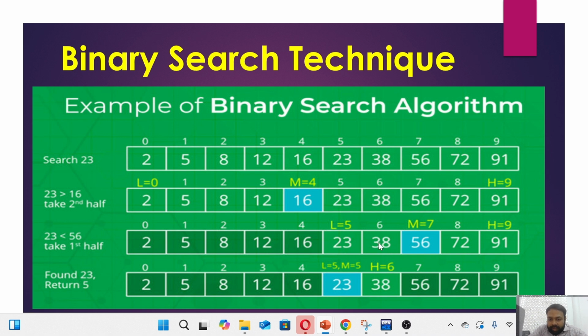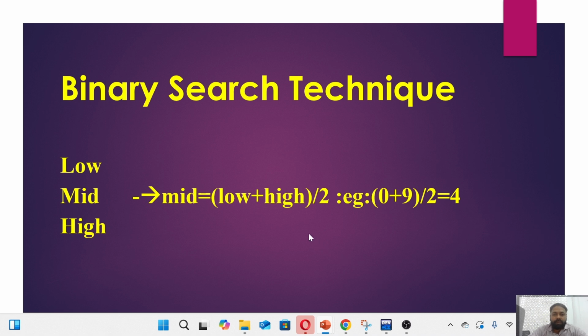Now you are looking here, and again you need to do the same thing. Low plus high by 2. Again you keep on applying the same formula, low plus high by 2, until you find the element. Now I will also be taking an example, and there I will explain how it works. Okay, let me start with the code.